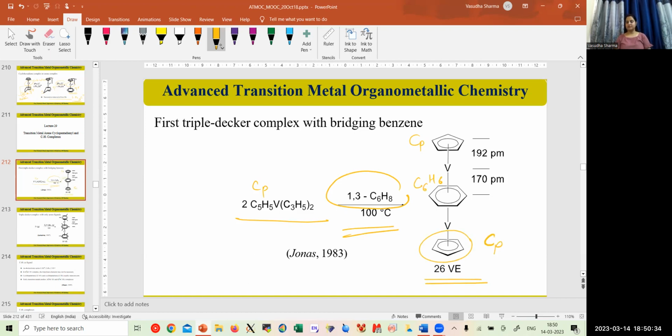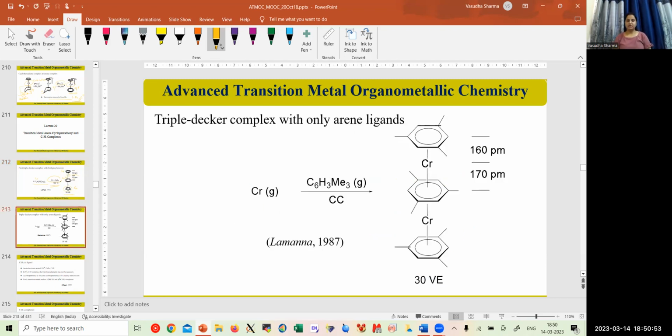It's a 26 valence electron species, where the bond distance of the Cp with the vanadium is 192, and vanadium with the benzene is 170 picometer, making it clear that C6H6 is making a strong bond with the vanadium because of the shorter bond distance over here. Then we have a triple decker with only arene ligands. There was a combination of Cp and arene before. Here it is only with the arene.